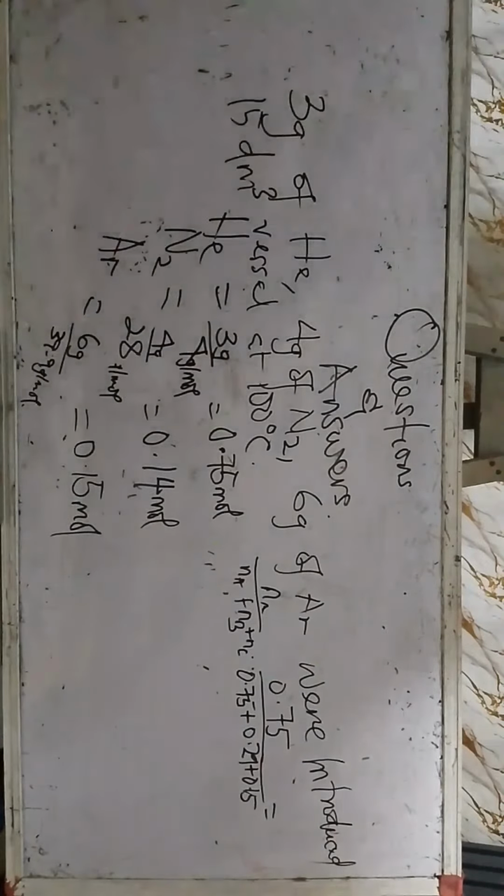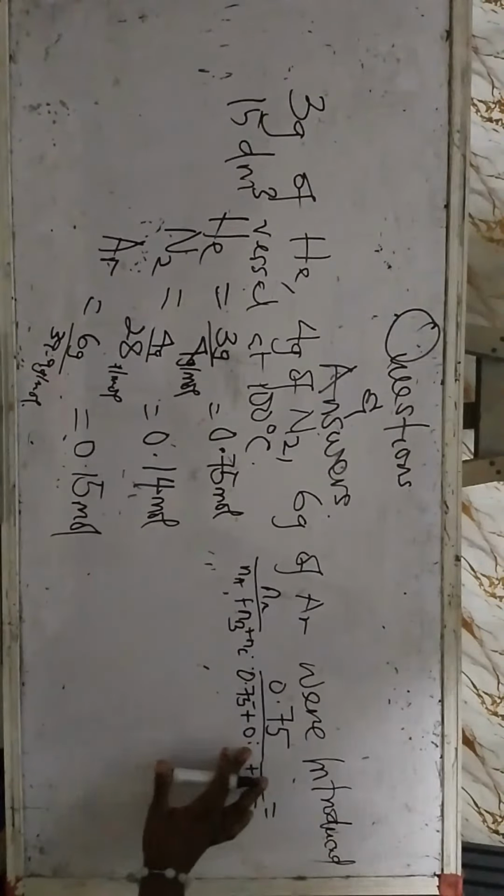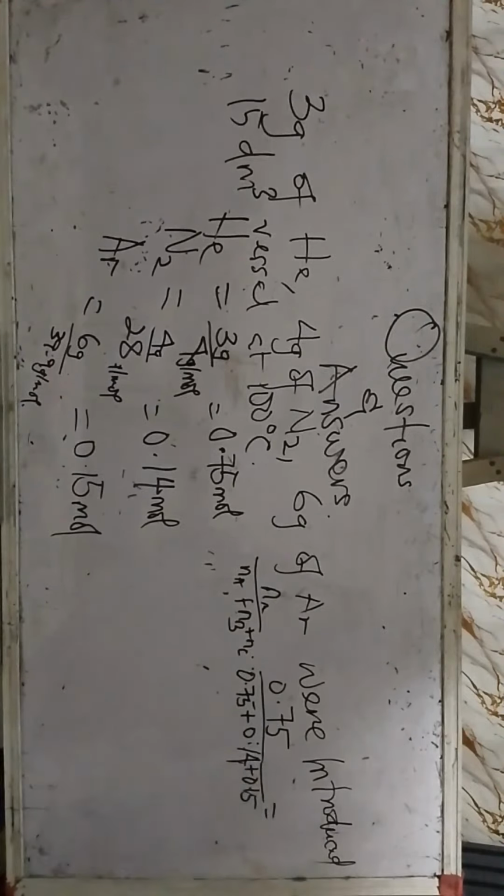So you are going to add them together now. 0.14. Add them together. Thank you for that. So let's add them together now. 0.75 plus 0.14 plus 0.15. What do we have? 1.04. Good. Then 0.75 divided by 1.04.